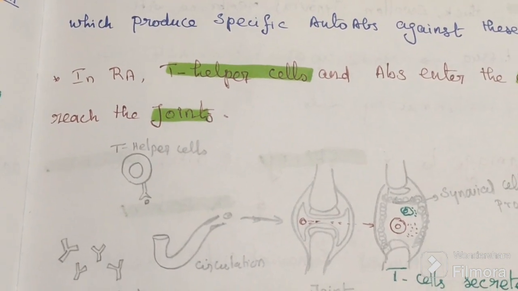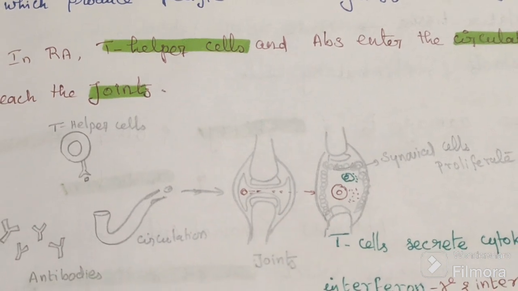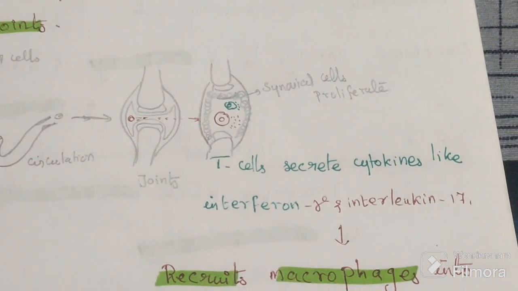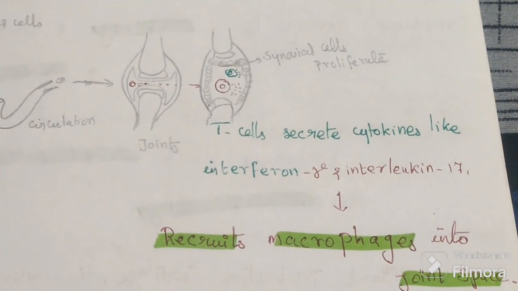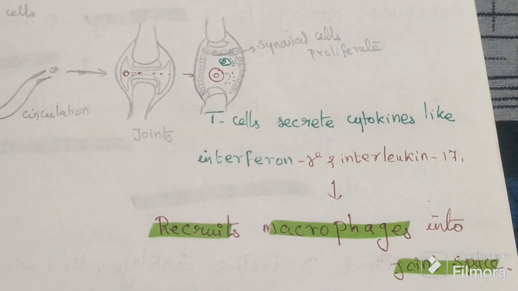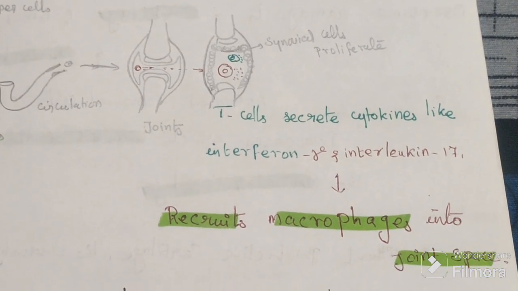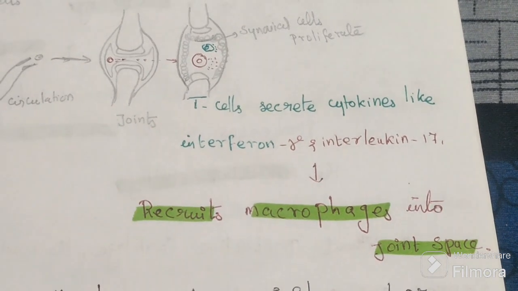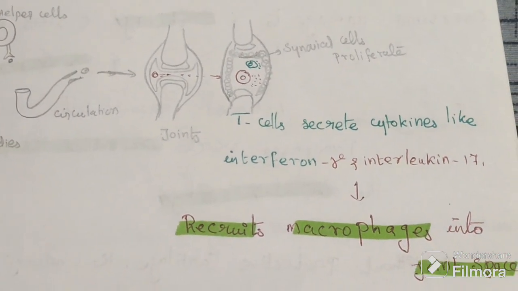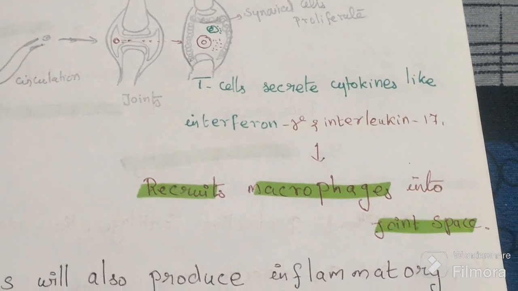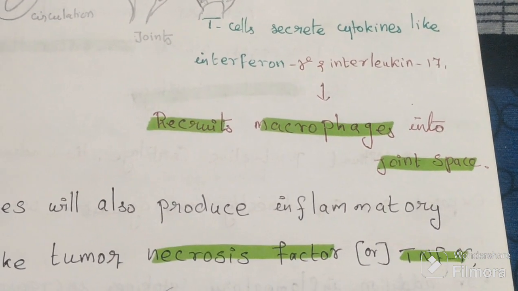Once there, the T cells secrete cytokines like interferon gamma and interleukin 17 to recruit more inflammatory cells like macrophages into the joint space.